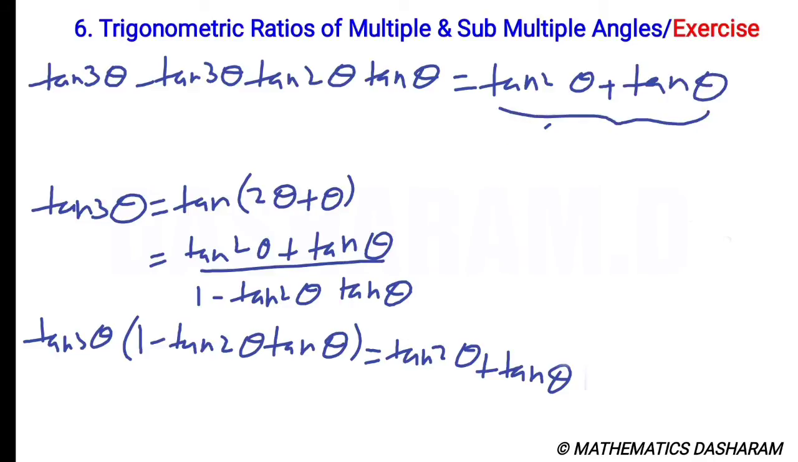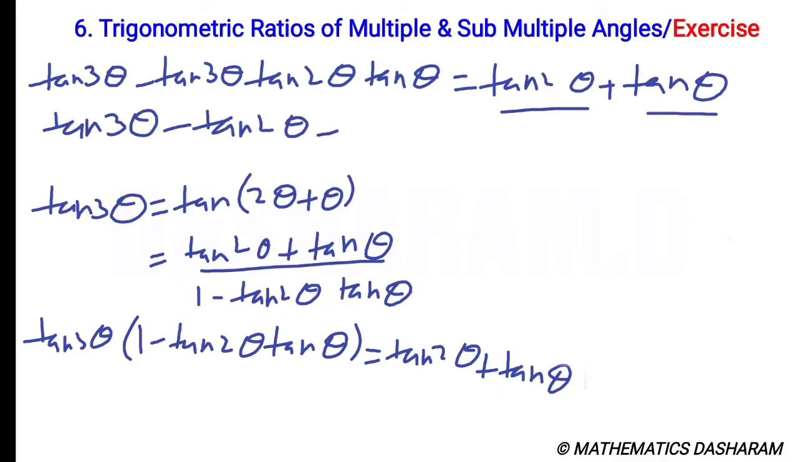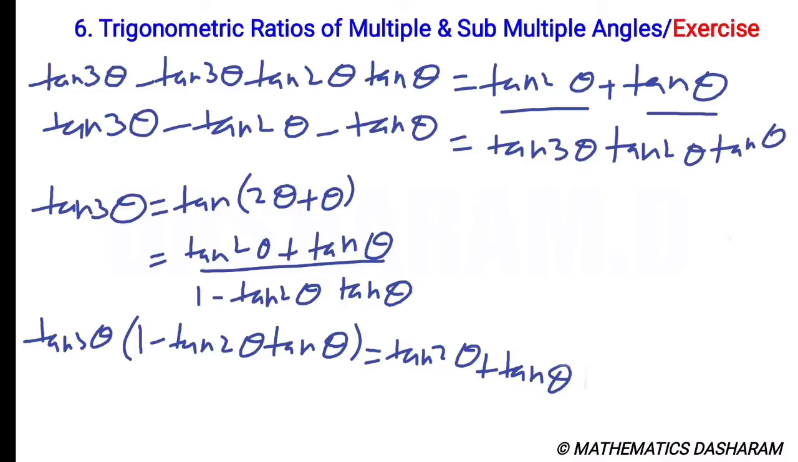Now these two terms transpose to the left side, and this product transposes to the right side. So then what will happen? Tan 3 theta will become minus tan 2 theta, and minus tan theta, equals, it is a negative product, so when you transpose it to that side, it becomes positive, tan 3 theta into tan 2 theta into tan theta. So hence proved.